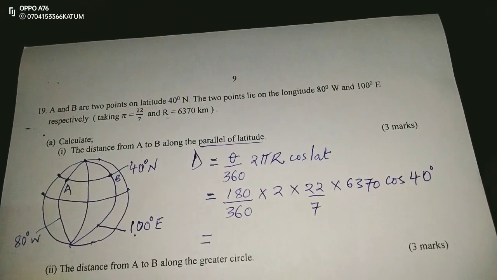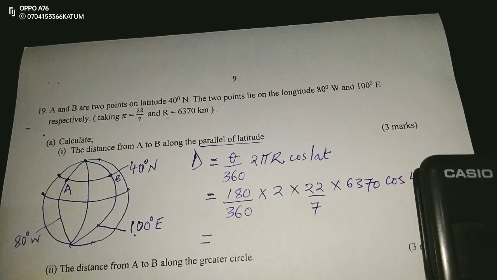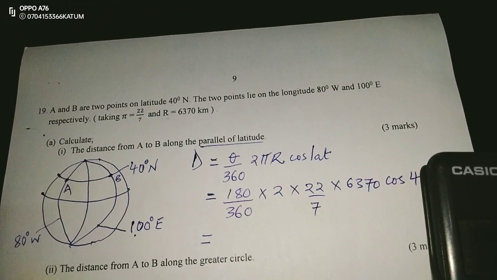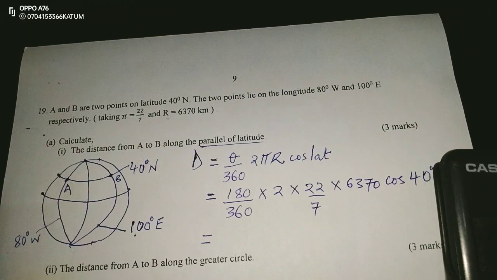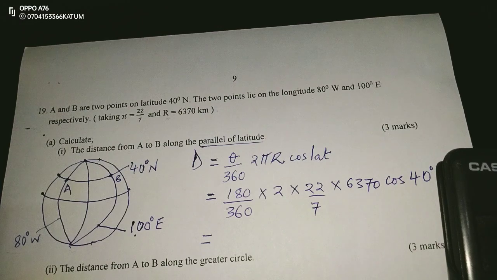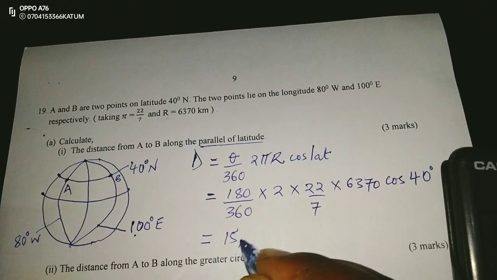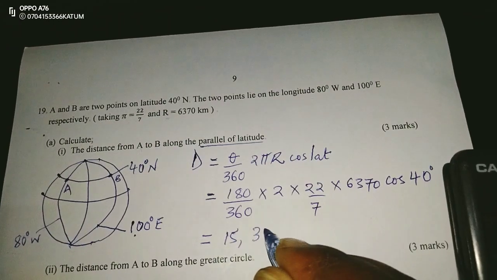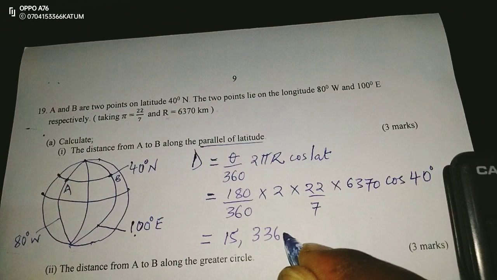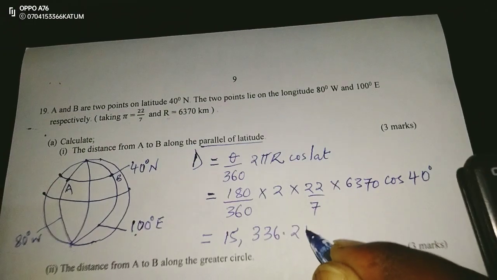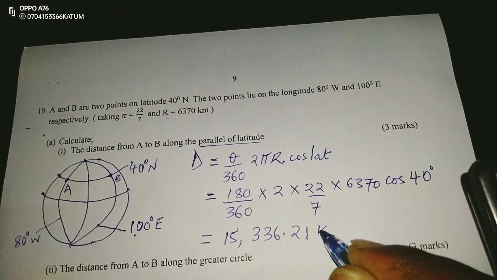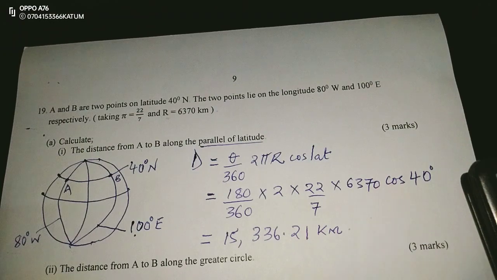So we're going to compute this: 180 times 2 times 22 times 6370, cosine of 40, divided by 360 multiplied by 7. This is going to give us exactly 15,336.21 kilometers. So that is the distance.